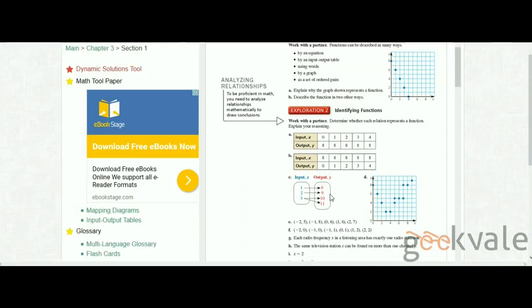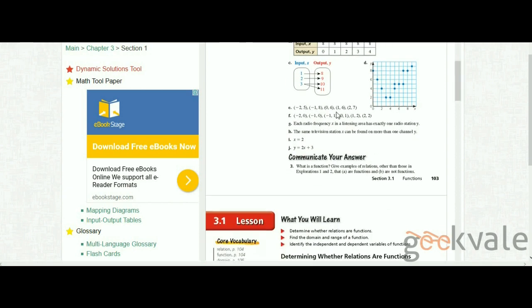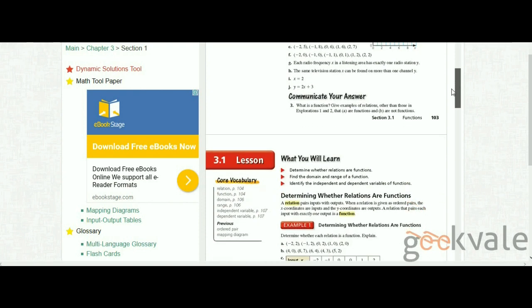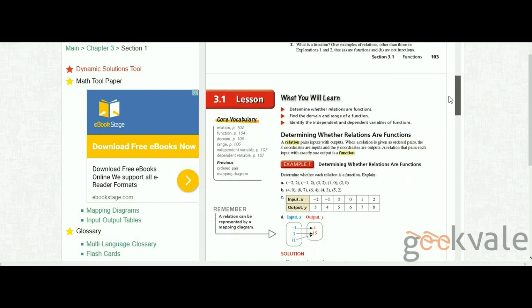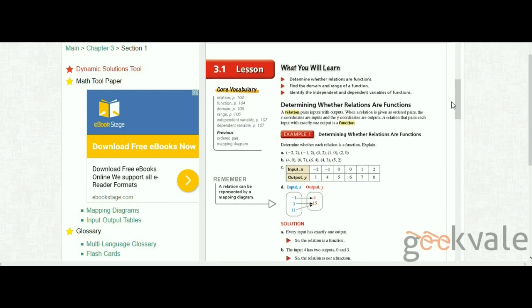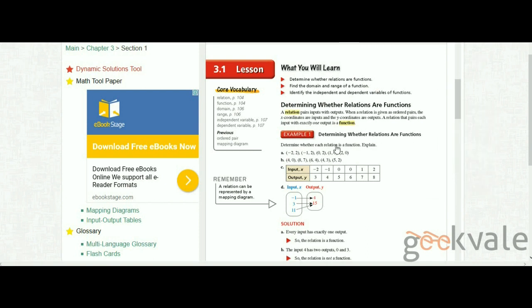Now let's look into that one. So if we look at this one, it has a few more questions which you can practice using this concept: if one input maps to two outputs, then it will no longer be a unique input. But if two inputs map to one output, then each ordered pair will have a unique input, which we can call a function. Right? Now let's look into this one.